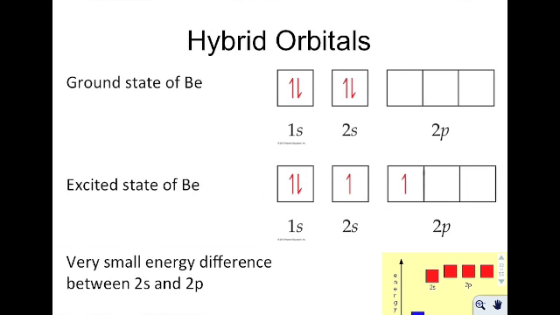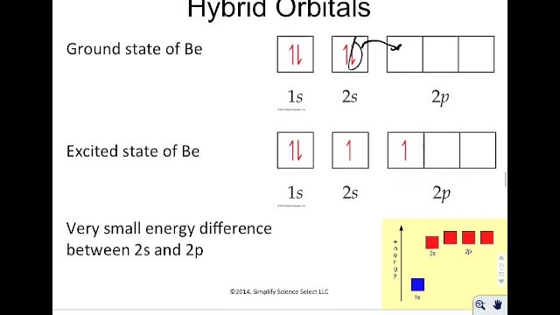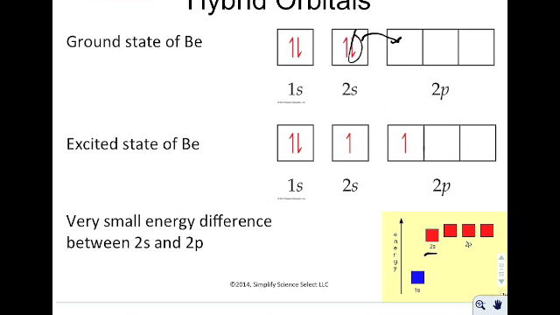So we create what are called hybrid orbitals. If you look, you have the ground state of beryllium. The ground state of beryllium is 1s, 2s, and then there's nothing in the p. Then you have the excited state of beryllium, which is 1s, and then we've promoted one of the electrons from the 2s to the 2p. Now this is possible because there's a very small energy difference between the 2s and the 2p. The amount of energy required to promote an electron to the next level is very, very small and can occur just by a collision between molecules. There's very little energy required to do that.